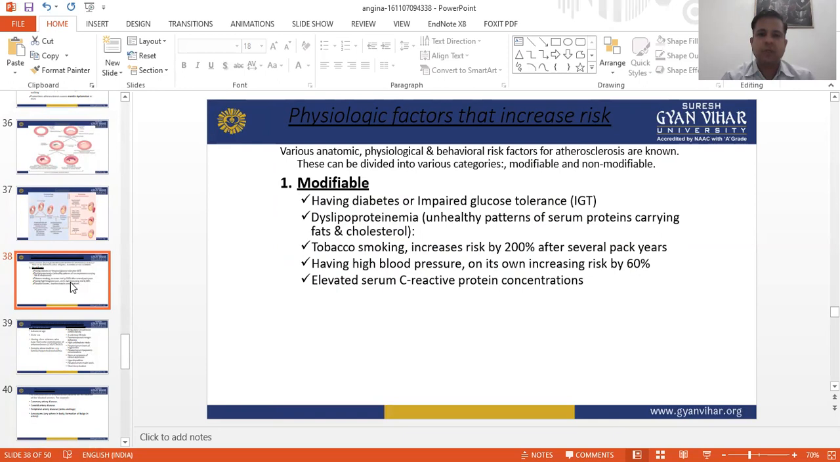Tobacco smoking increases risk by 200% after several years. Having high blood pressure on its own increases risk by 60%. Elevated serum C-reactive protein concentrations.